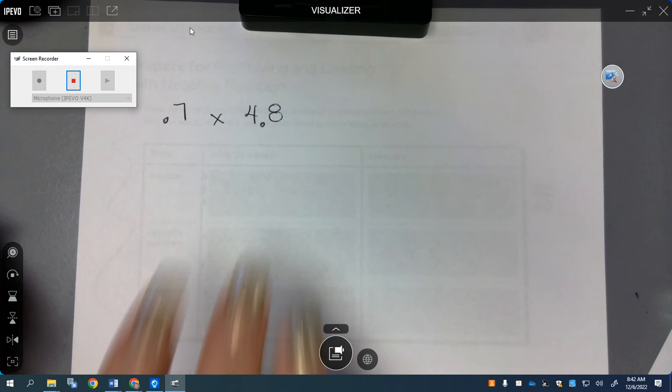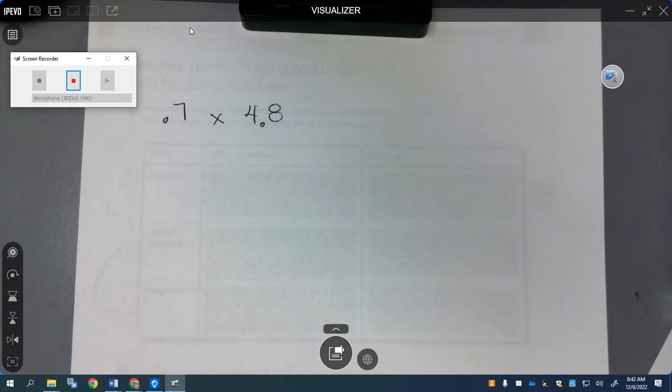Okay, if I have a multiplication problem like this, these are two rational numbers, right? Can you have 70 cents? Yeah, you can have 70 cents. Can you have $4.80? Yeah, you can, right? And so therefore, if I multiply these, a really quick review for you guys. This is what I tell everybody: I put my blinders on. I ignore the decimal point.